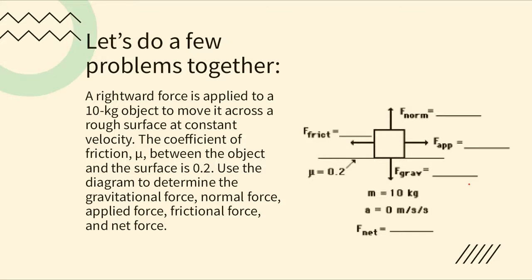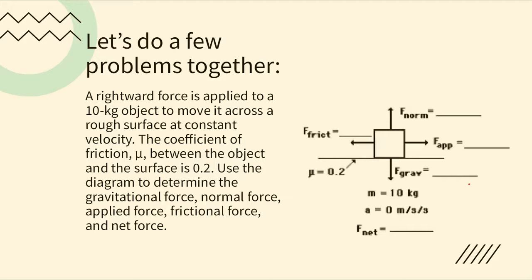Okay, so let's go ahead and do a few problems together. We have a rightward force applied to a 10 kg object to move it across a rough surface at a constant velocity. The coefficient of friction, mu, between the object and the surface is 0.2. Again, there are no units there. Use the diagram to determine the gravitational force, normal force, applied force, frictional force, and net force.